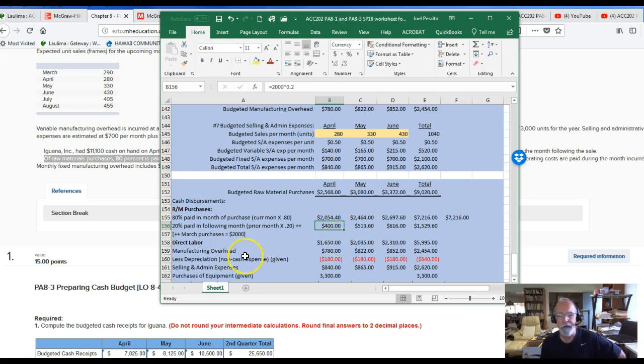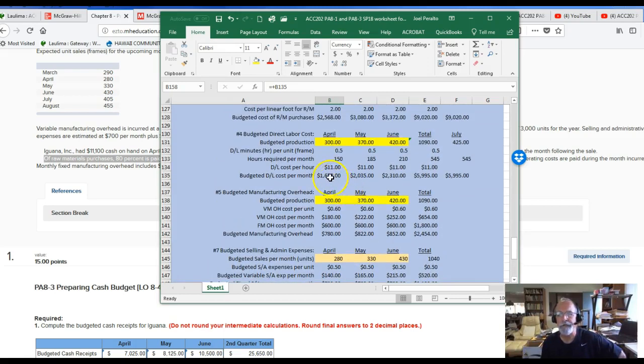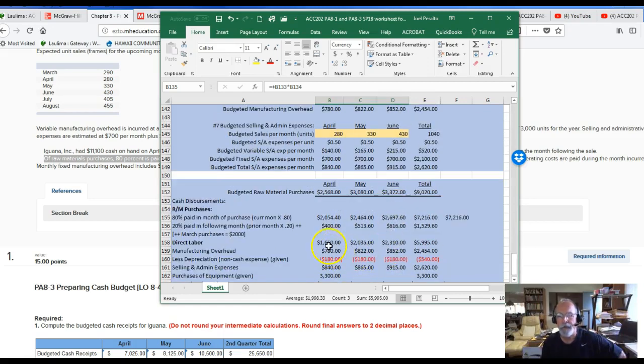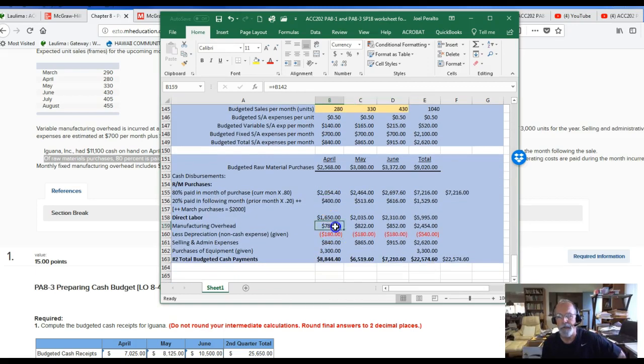To that we add our direct labor, and our direct labor is coming off of the schedule that we did above for direct labor, $1,650 for April. So there are our direct labor amounts. And then we add our manufacturing overhead, which is coming from the schedule above. So $780 for April overhead. That's here.